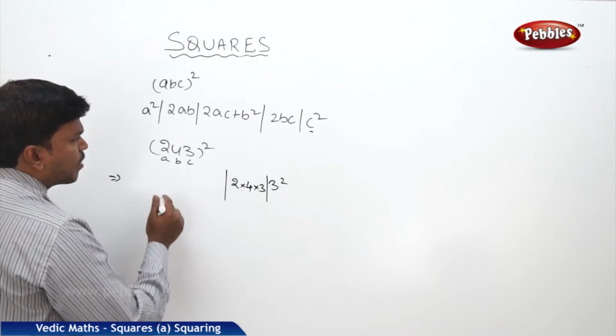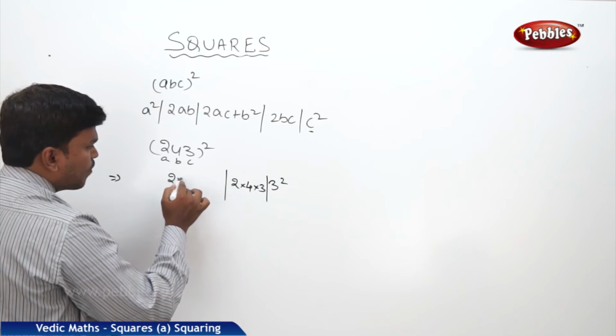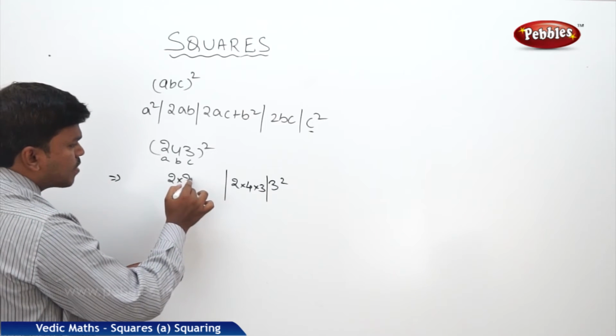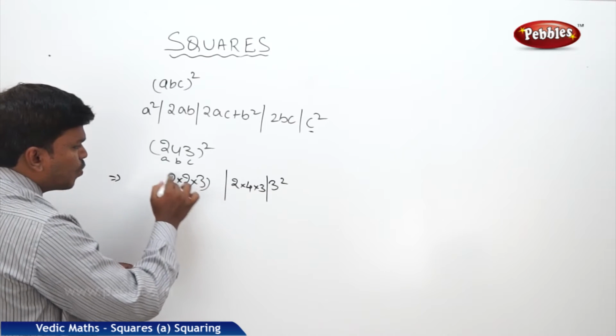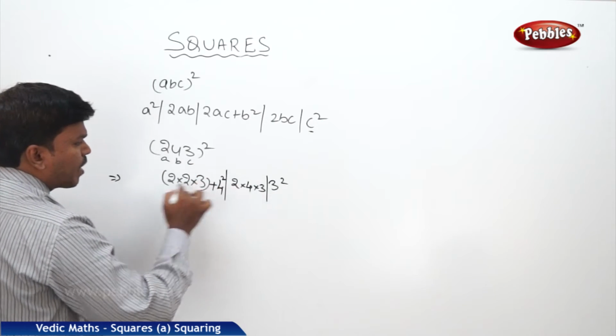2AC plus B square. What is 2AC? 2 into A means 2 only. C means 3. So 2AC plus B square, that is 4 square.